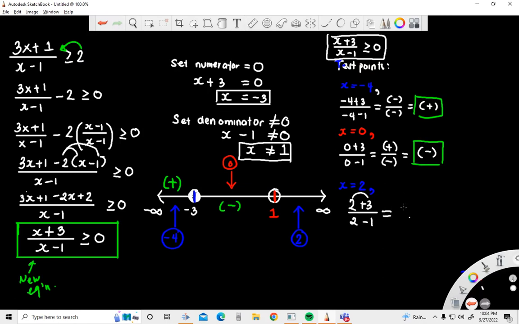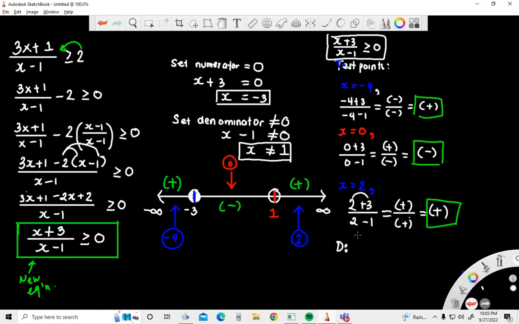2 plus 3, that is a positive number. 2 minus 1, that is a positive result as well. And when we divide them, same sign, that is a positive result. So, therefore, in here, kahit anong points ang itest mo dyan, palaging positive results ang lalabas dyan. Alamin na natin kung alin dyan ang isasama natin sa ating interval notation. So, this could be the final answer.